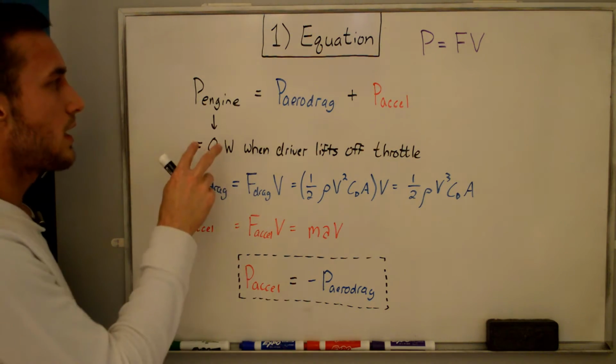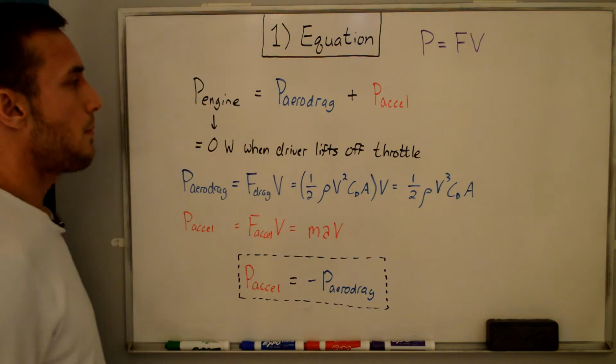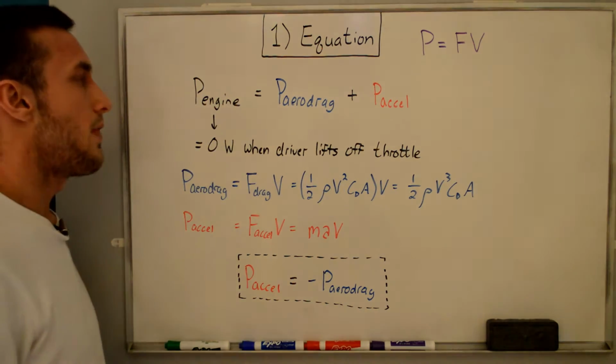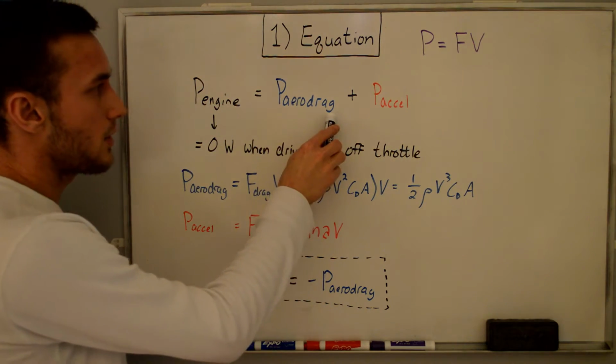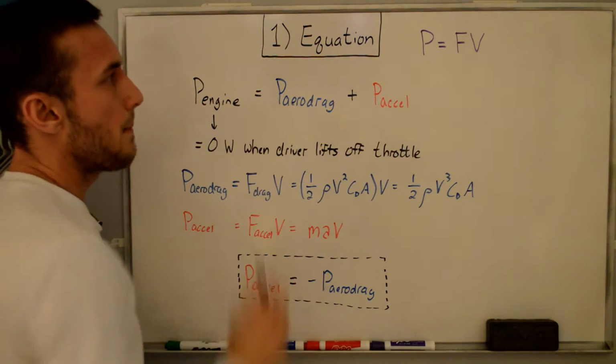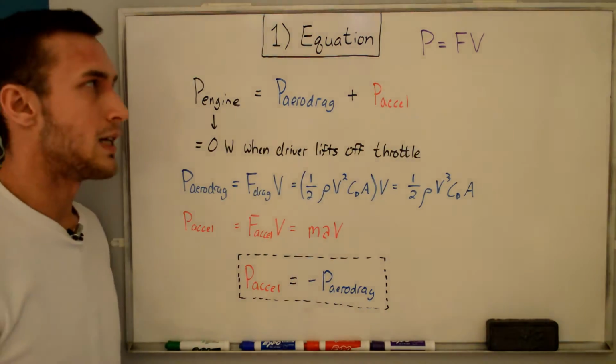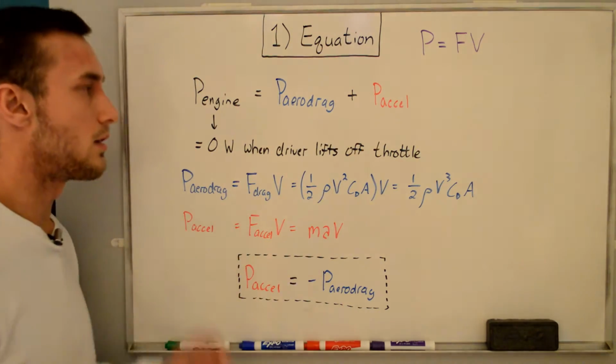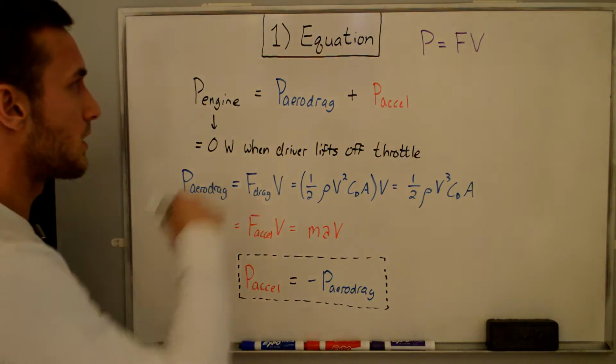And what this equation is saying is we have a certain amount of power available from the engine, and that's being used to overcome aerodynamic drag and to accelerate the car. And we're also going to be using the fact that power is equal to force times velocity. That was also sort of semi-derived in my other video, but you can just take it as it is.